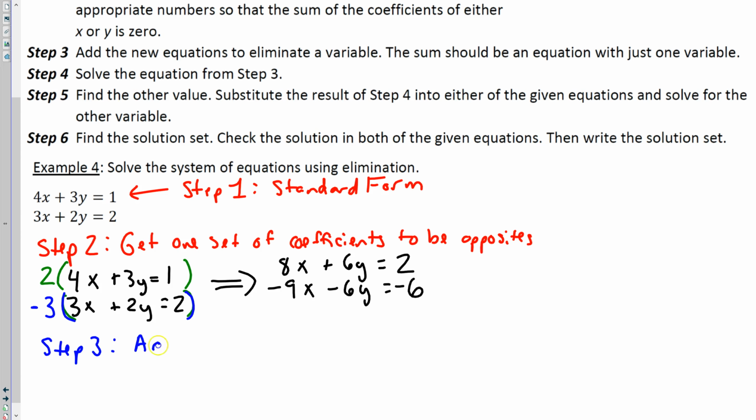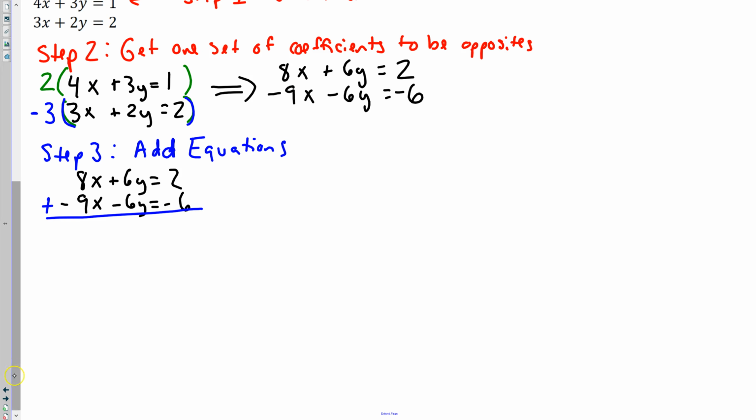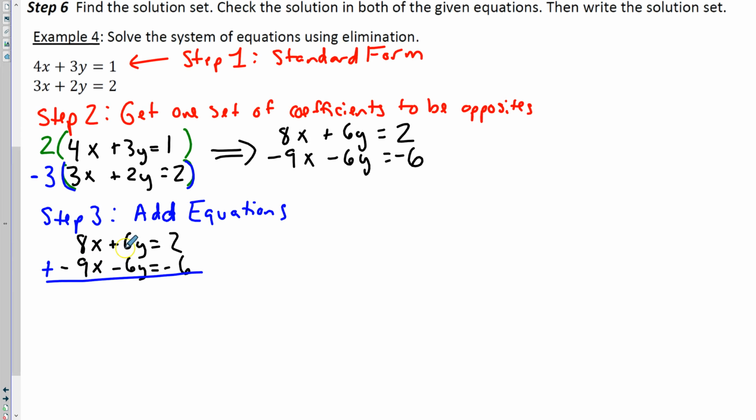And that's to add the 2 equations that we just found. Okay, so we had 8x plus 6y equals 2. Negative 9x minus 6y equals negative 6. So we're going to add those equations. And what we mean by add them is you're just adding up the like values. And this is why we wanted those in standard form, by the way, so that our x's and y's and constants were all placed in the same location column-wise.